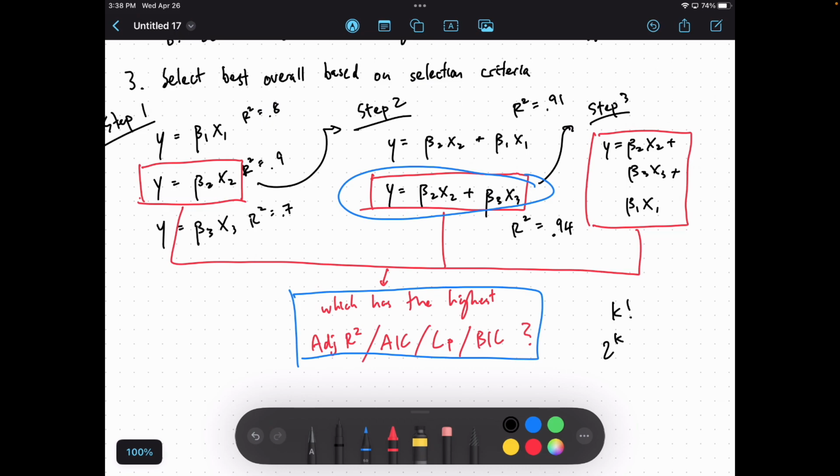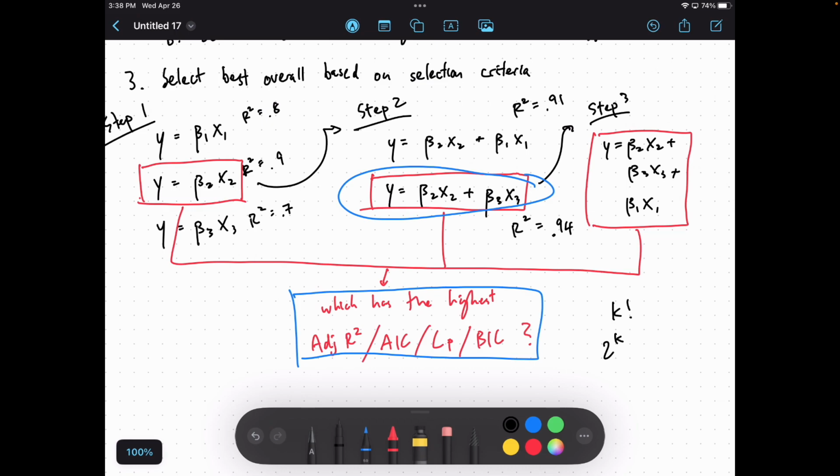This goes up very, very rapidly, right? So let's say I had 10 variables. That would be 10 plus 9 plus 8 plus 7 plus 6 plus 5 plus, right? What is that? It's like 50-ish, roughly.